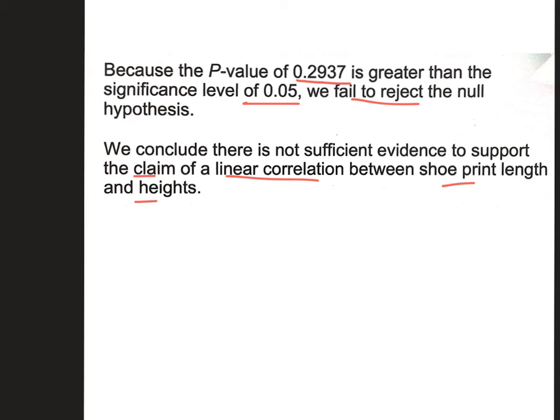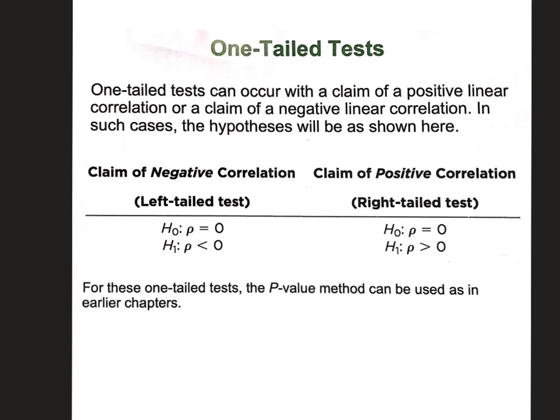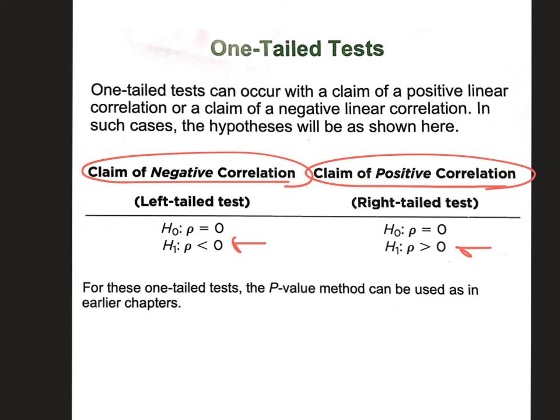And don't forget what your H0 and Ha are going to be all the time. There's also such a thing as a one-tailed test when you're testing linear correlation, which is kind of what you're used to anyway. Same as you would think. If they claim that there's a negative correlation, instead of just saying that rho is not equal to 0, we're going to say rho is less than 0 because we're saying there's a negative correlation. If the claim is that there's a positive correlation, we're going to say that rho is greater than 0 because that's where the positive numbers are.